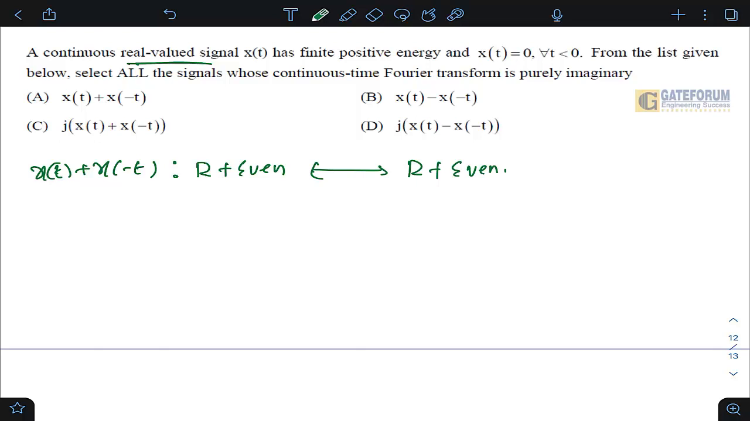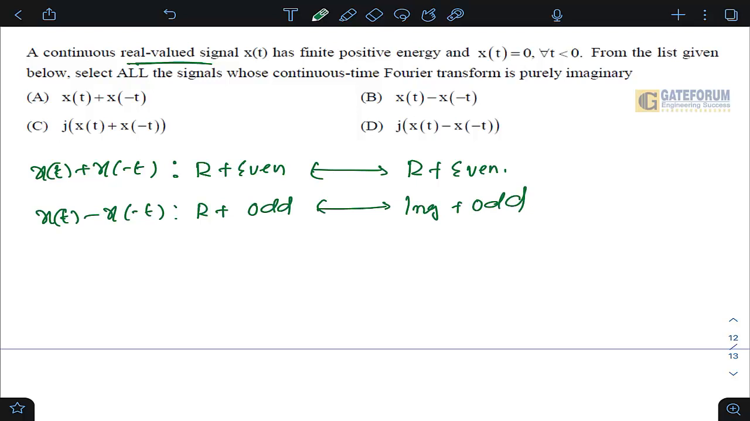Now coming to option B, x of t minus x of minus t. This is again real, but x of t minus x of minus t is definitely odd. So real and odd signals have a Fourier transform that is imaginary and odd. This is again based on the symmetry condition.